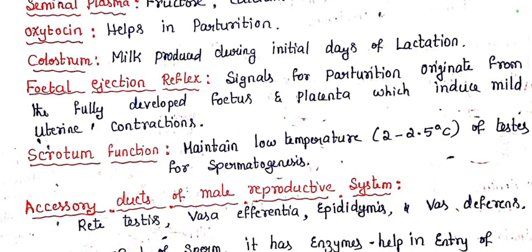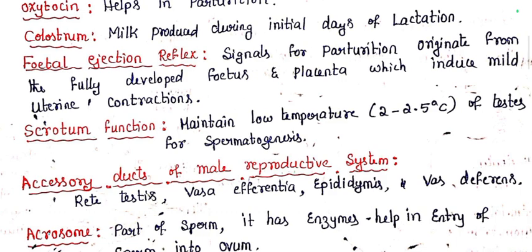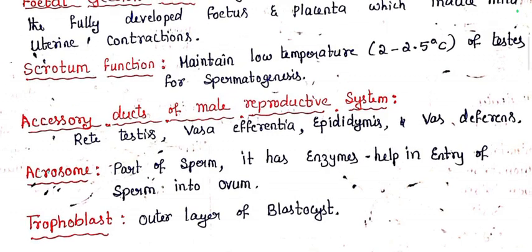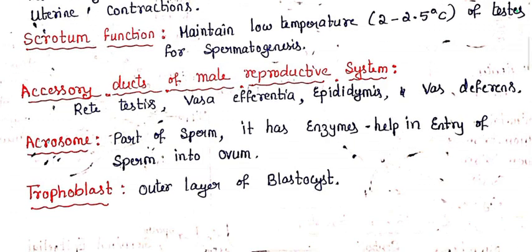And oxytocin is the hormone that helps in parturition. And milk produced during the initial days of lactation is colostrum, rich in IgA. Fetal ejection reflex originates from the fully developed fetus and placenta. And the scrotum's function is to maintain low temperature in the testes for spermatogenesis.